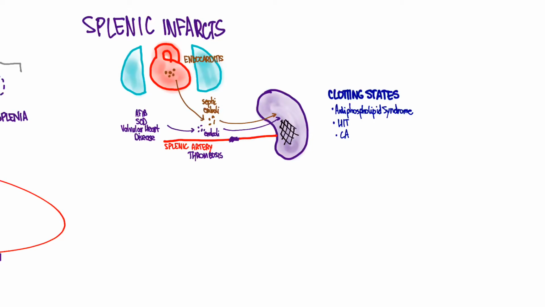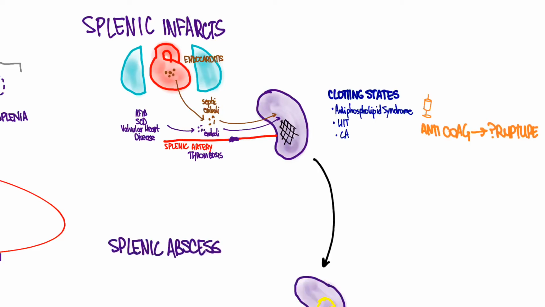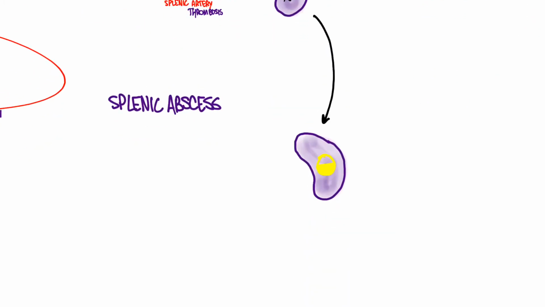Now the problem is that if you were to anticoagulate, you run the risk of causing rupture of the spleen with Anti-Phospholipid Syndrome. And we also typically don't anticoagulate patients with sickle cell disease. Now, a splenic infarct can also lead to a splenic abscess, but there are multiple other causes.